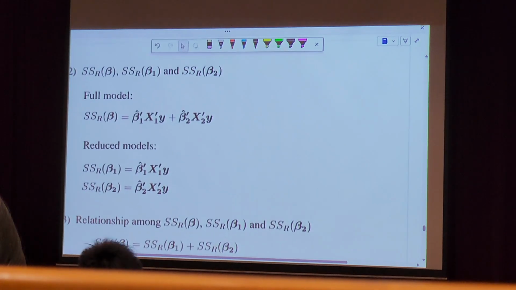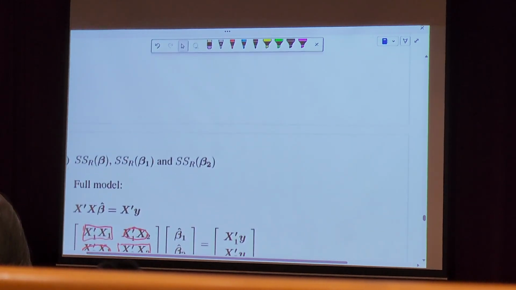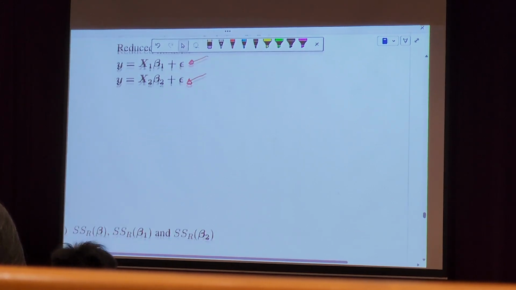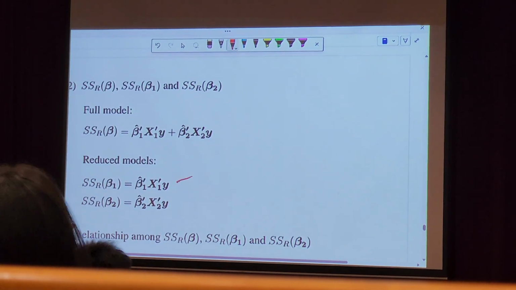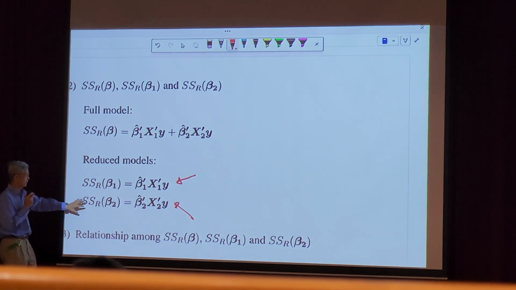what is SSR beta 1 for the reduced model? For the reduced model, there are two reduced models that we are considering. One of them is this, and another one is this. So, for the reduced model involving X1, the sum of squares of regression is this. For the reduced model involving beta 2, X2, that is the sum of squares.